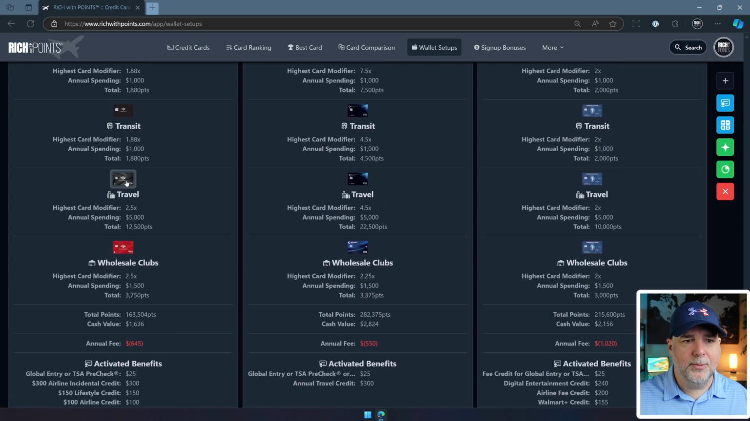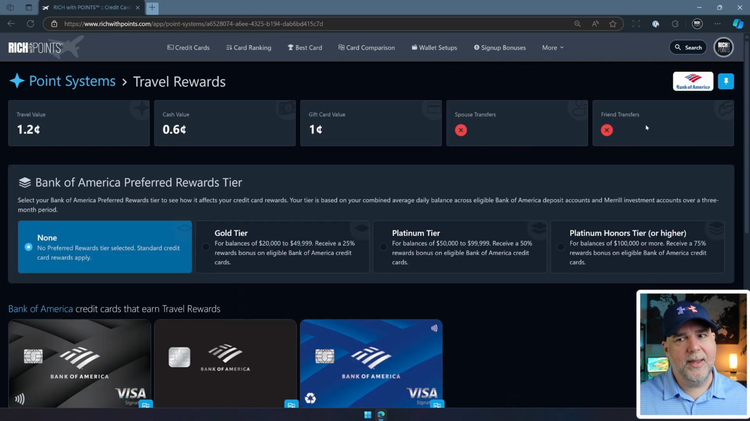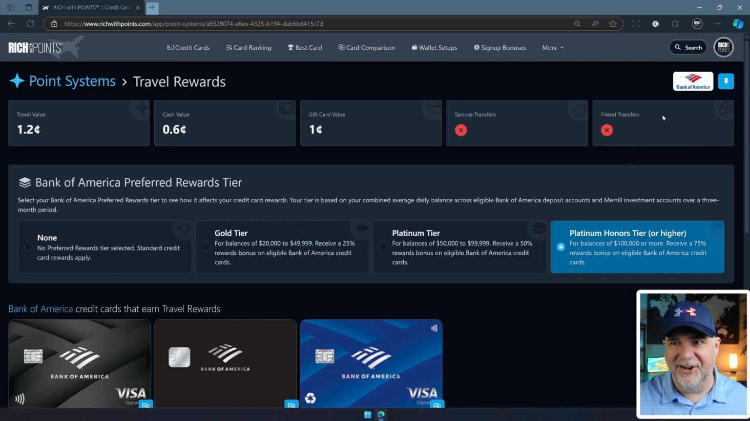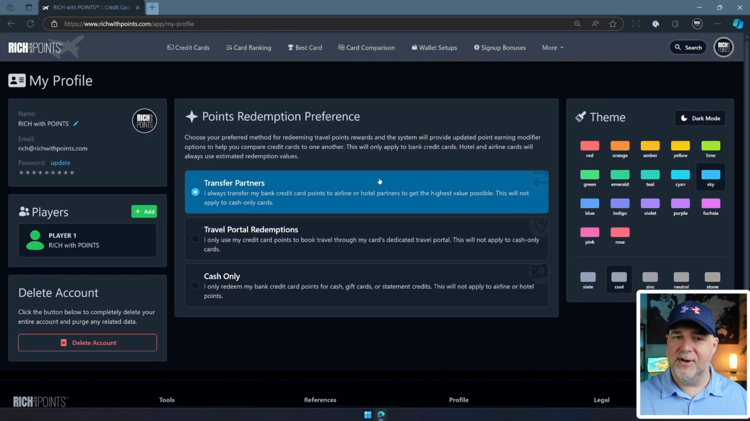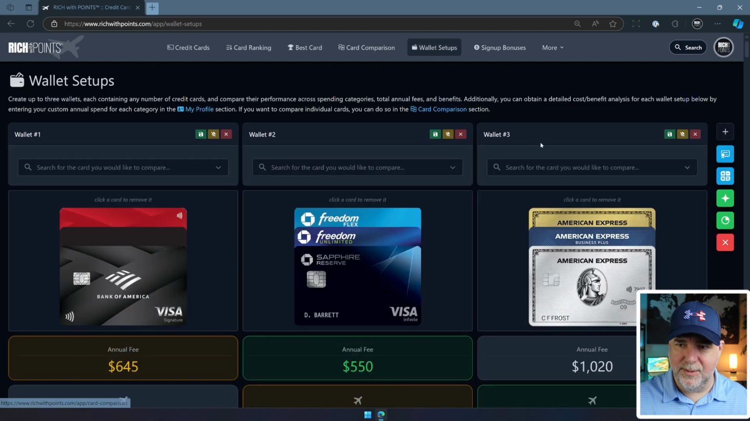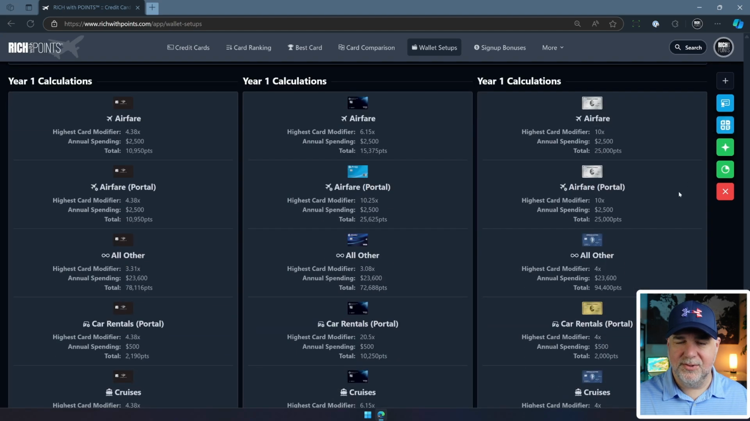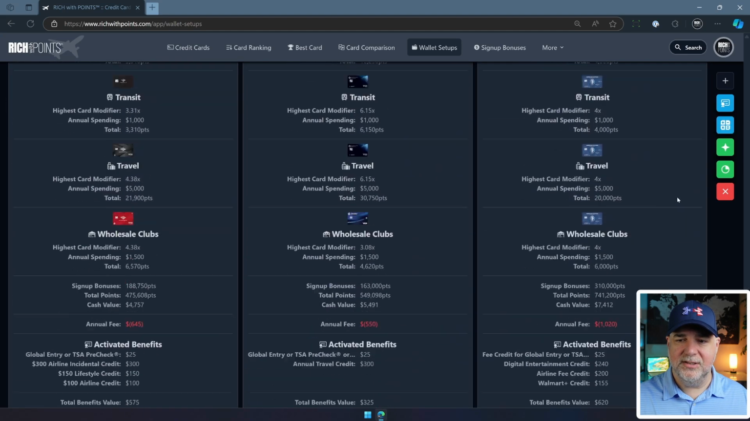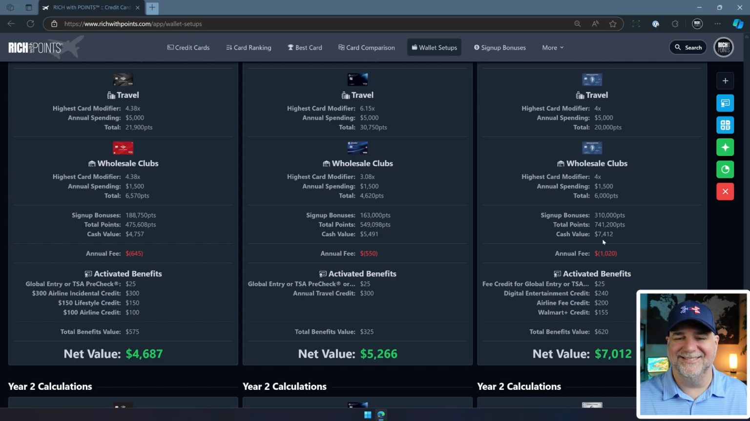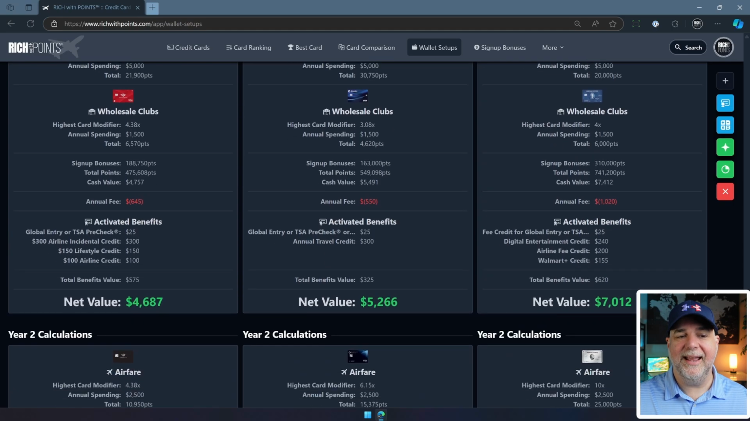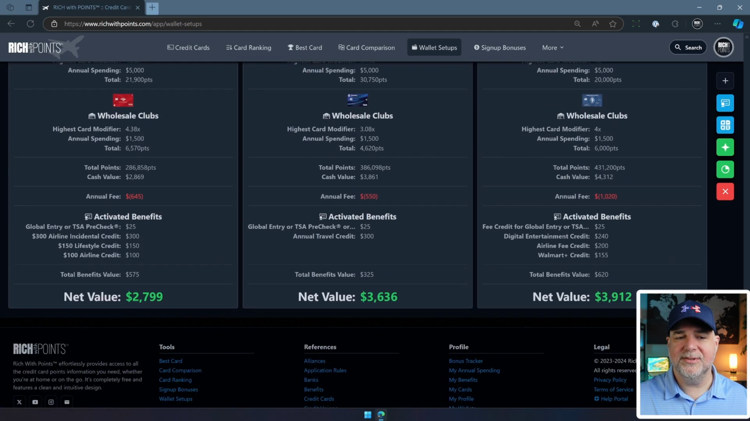So actually, let me turn that back to Platinum Honors tier and then switch to transfer partners and come back to the wallet setups, come down to the benefits, turn off this extra one, come down to the first year calculations, and I bet it's getting schooled. Yeah, big time. So if you're doing any kind of transfer partnering, then you're going to get killed by the other ones. And even in year 2, it's much better using Chase and American Express.